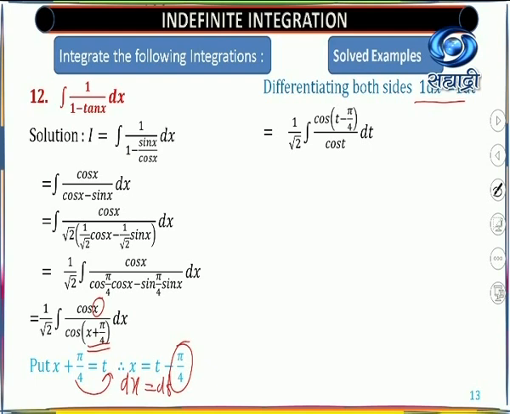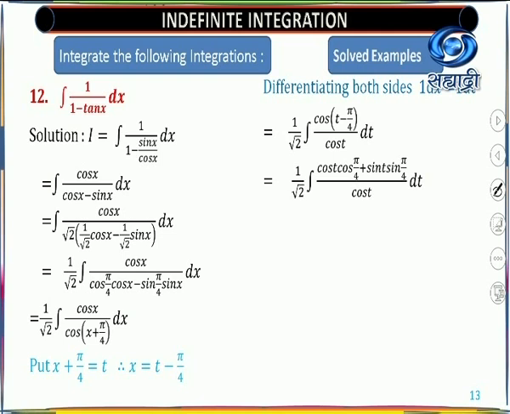So this x becomes t minus pi by 4, and x plus pi by 4 in the denominator becomes t. So you have to write cos t dt. Now again expand your numerator. If you expand your numerator, you will get 1 upon root 2 into cos t cos pi by 4 plus sin t sin pi by 4 upon cos t. Why do we need to expand? Because here you have t and you have a cos function, so somewhere it will get cancelled or be in simplified form to get an integral. So we need to expand.